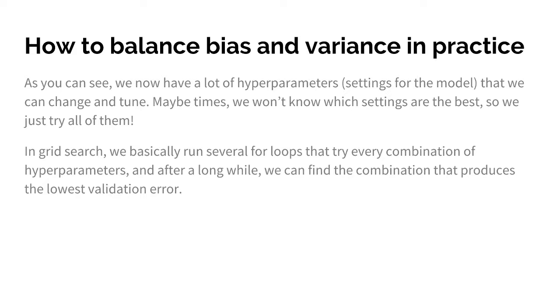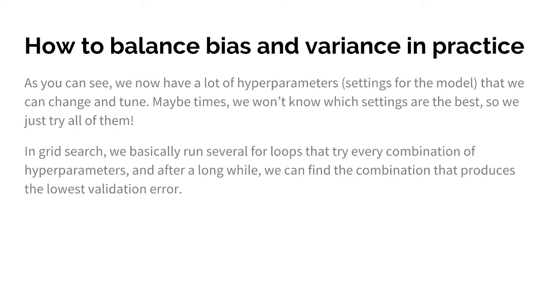And so, as you can see now, we're basically playing a balancing game between bias and variance. And we have a lot of hyperparameters. So things like the learning rate, number of hidden nodes, how long you train for, how many hidden layers you have, etc. And as you go further in machine learning, the number of hyperparameters just increase. And so we want to pick the best hyperparameters so that we get the lowest validation set error. And sometimes we won't know which settings are the best.